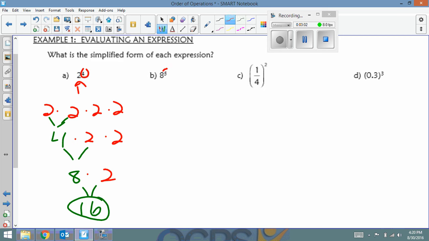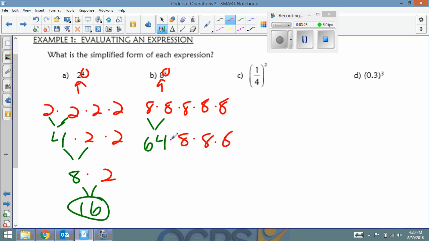So we're going to do that again. This time we got a 5 there, so that means we're going to write this 8 here 5 times: 1, 2, 3, 4, 5. Again, you always put multiplication in between. Okay, so 8 times 8 is 64, and we have to bring down our others. 64 times 8, we're going to have to use a calculator for this one, gives me 512.